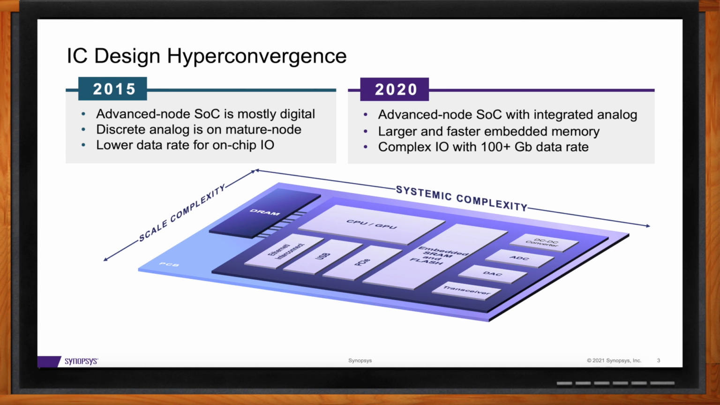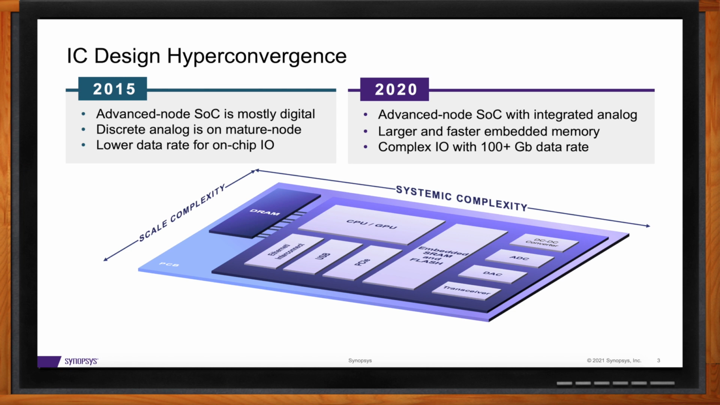The integrated analog mixed signal blocks on the SoC, like the embedded SRAM, for example, now we have embedded SRAM, embedded flash. They are much larger than before, and they're much faster. Also, the I/O is now a lot more complex and running at 100 plus gigabit data rate. And this is a big increase in the scale complexity because the same blocks are now larger, more complex, and running at much higher frequency. So we have a big increase in the systemic complexity by including different types of blocks in the same system. And this is the definition of the hyperconvergence.